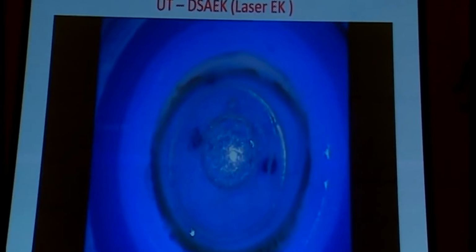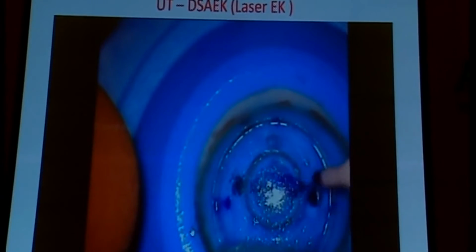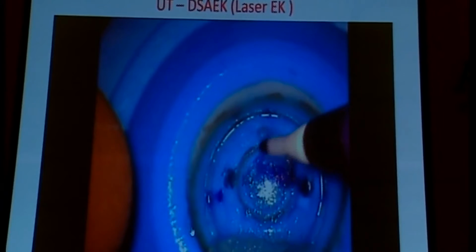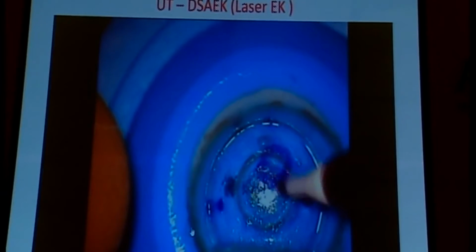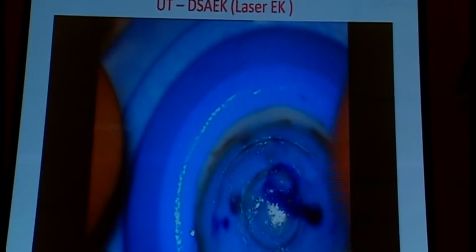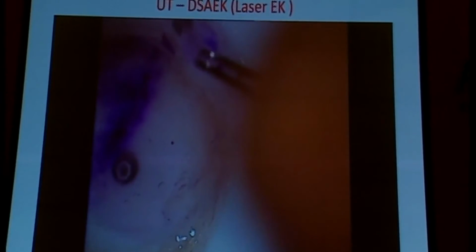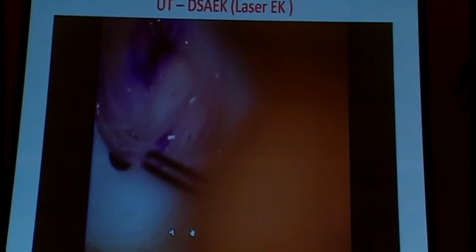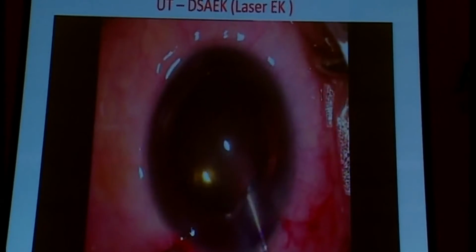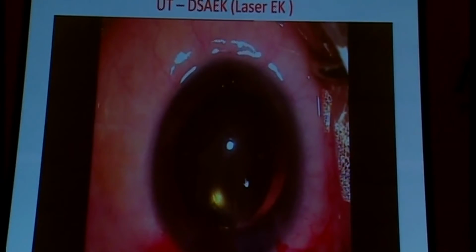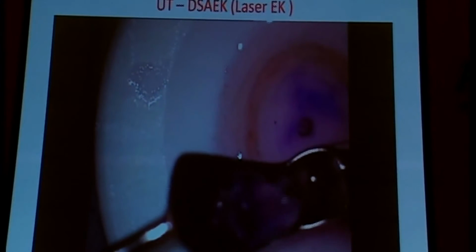Once the dissection is done, I mark the stromal surface for the orientation of the graft. Separate the tissue. Do a cataract surgery along with a routine Descemet stripping of the recipient cornea.